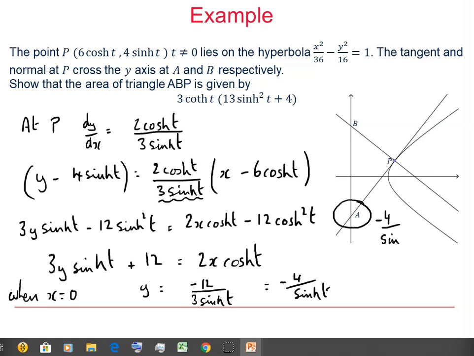Now a similar process to that would give the equation of the normal. Remember all we have to do is to say that the gradient of the tangent is -1 over the gradient of the normal, and therefore we can work out from this the equation of the normal.